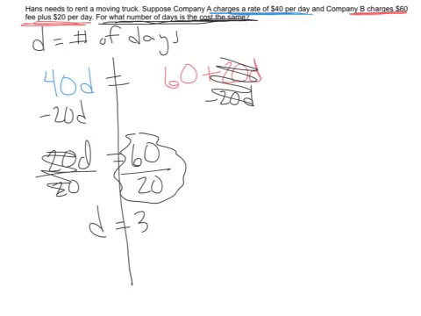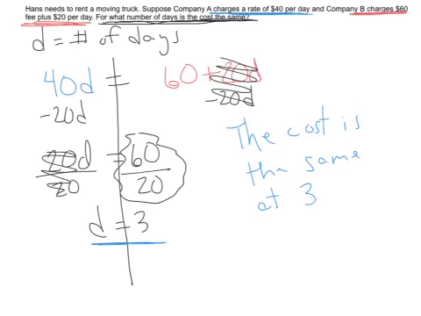So the last step is to answer the question. So once again, the question was, for what number of days is the cost the same? So we'll say the cost is the same at 3, since D equals 3, and D stood for number of days. So the cost is the same at 3 days.